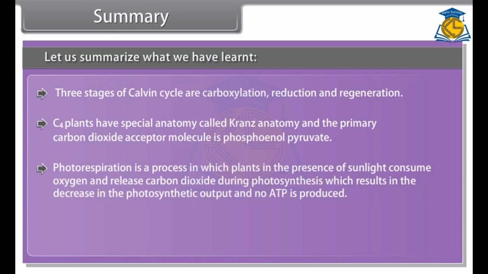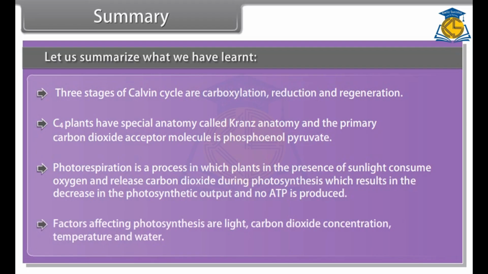Photorespiration is a process in which plants, in the presence of sunlight, consume oxygen and release carbon dioxide during photosynthesis, which results in the decrease in the photosynthetic output and no ATP is produced. Factors affecting photosynthesis are light, carbon dioxide concentration, temperature, and water.